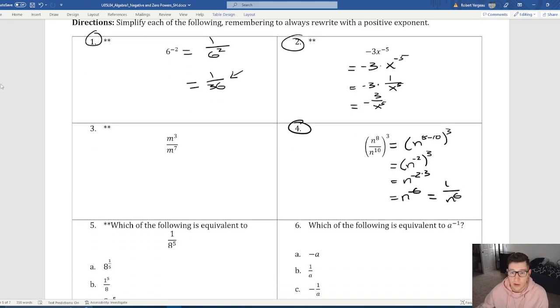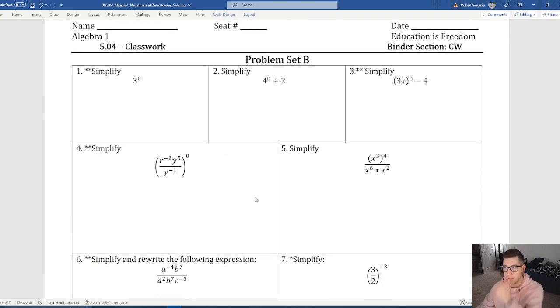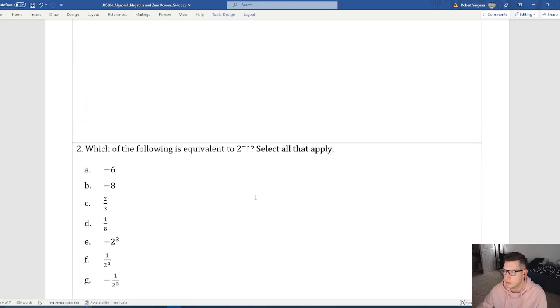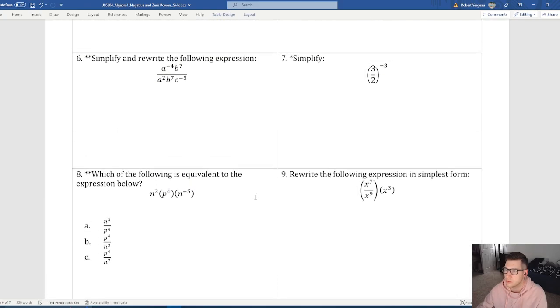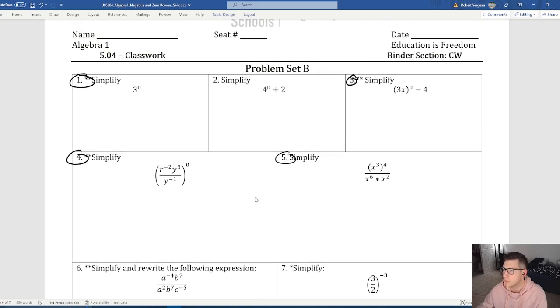All right, from here, we're actually going to jump to problem set B. Now, inside of problem set B, we are going to work on 1, 3, 4, and let's see what else will help us out for our exit ticket. And 5. And so 1, 3, 4, and 5, only 4 problems. Again, you're going to have 6 minutes. Please work silent and solo. Your time starts now. Go ahead and pause the video.